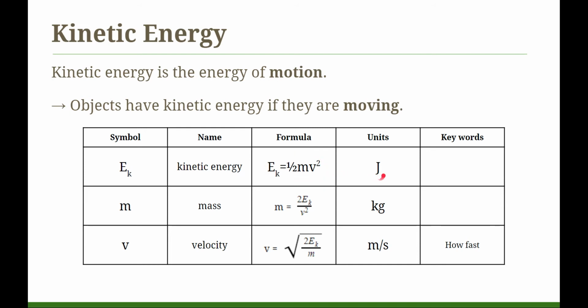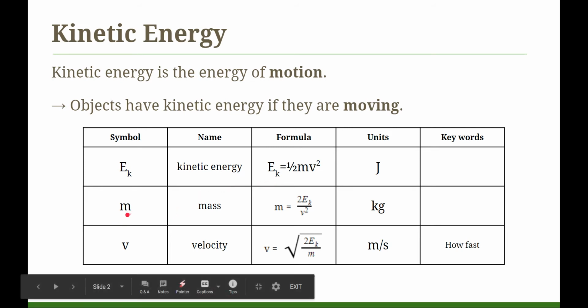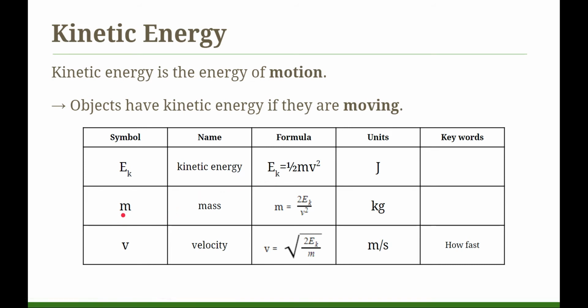The units of kinetic energy are joules. So a capital J is the unit for energy, joules. If we want to solve for mass, so let's say we know the kinetic energy of something and its velocity and we want to find its mass, M just stands for mass. If we do a little algebra to this equation, the version that lets us solve for mass is 2 times the kinetic energy divided by its velocity squared. And the units for mass when we use this equation will be kilograms.